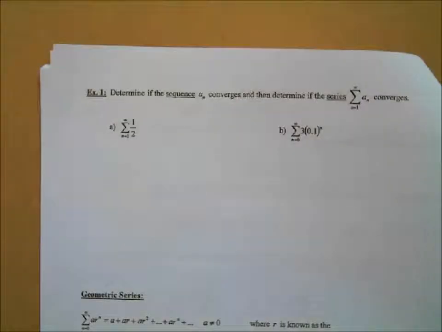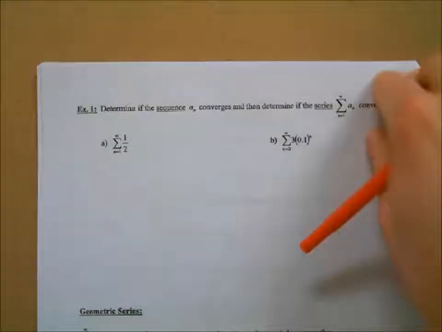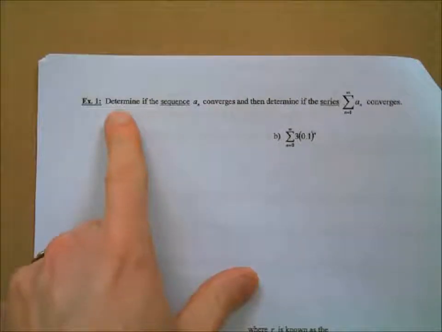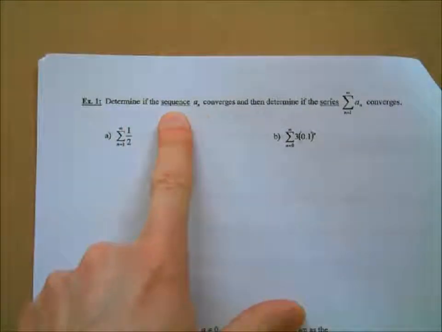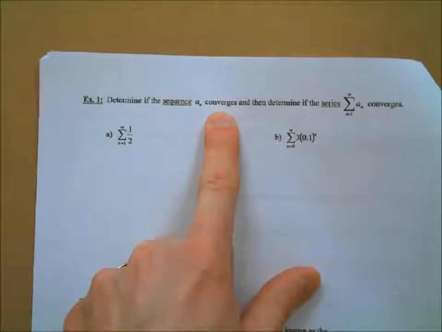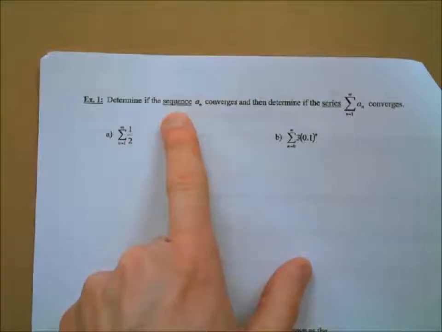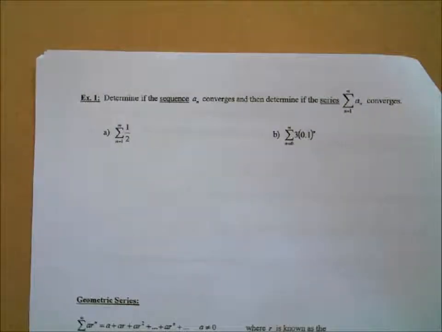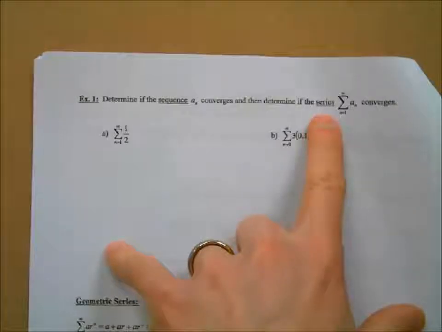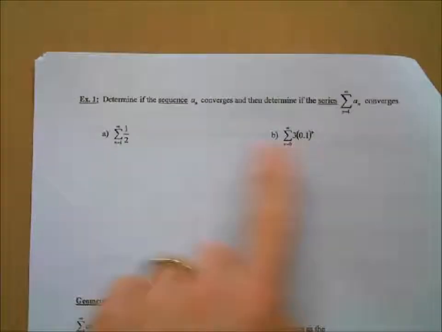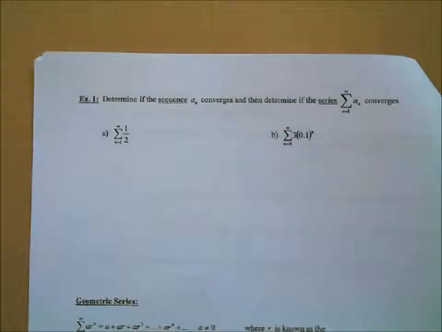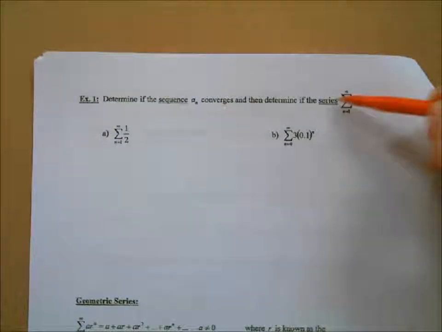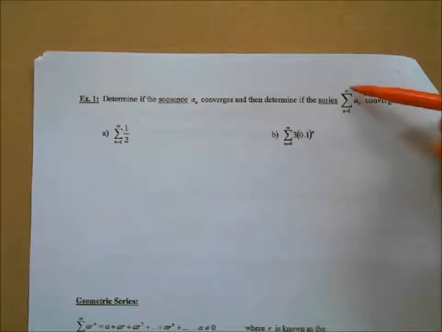Okay, so our directions here are having us do two things for each of these. First it says determine if the sequence a sub n converges. Notice this is not the sequence of partial sums. This is just the sequence of a sub n. Just determine if that converges. Then we're going to determine if the series, which we are given here, converges. And you'll notice the series is described as the sum from 1 to infinity of a sub n.